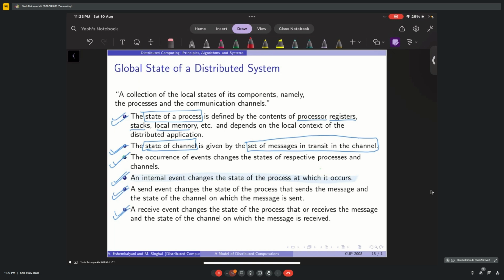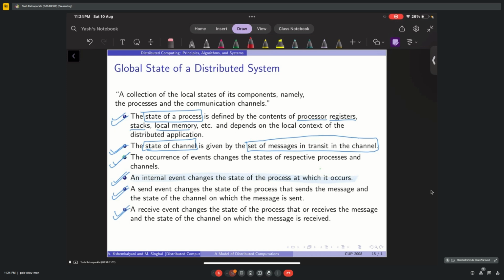The first point says the state of a process. What is the state of a process? Read this very carefully, because everything apart from it, all the slides ahead, will go through this context only. The state of a process is defined by its processor registers, stack, local memory, data structures and so on. So what does that state contain? The registers, the stack being used, the local memory being used, the data structures, and so on. This is the state of a process. What is the state of a channel?